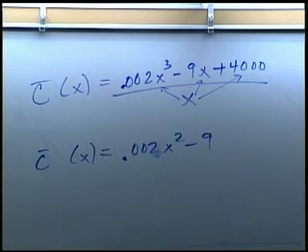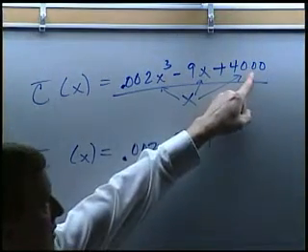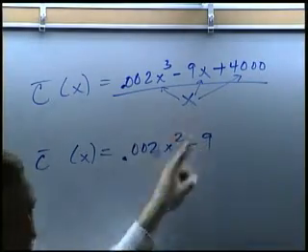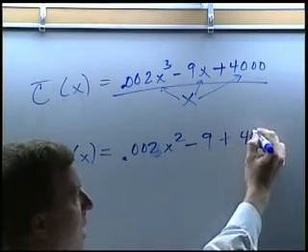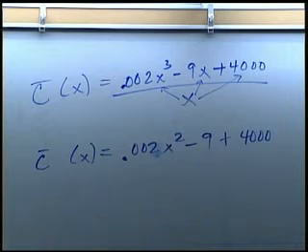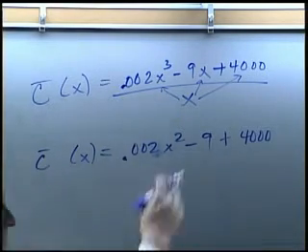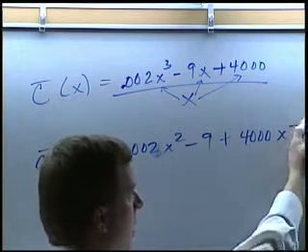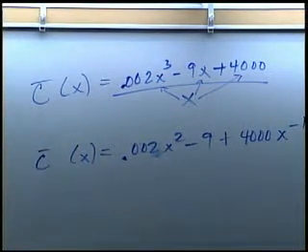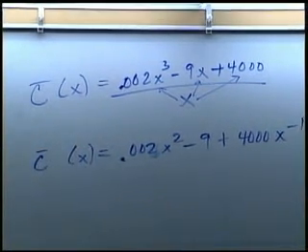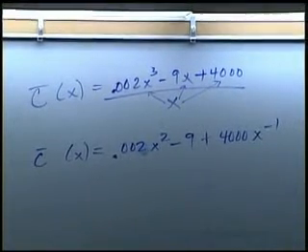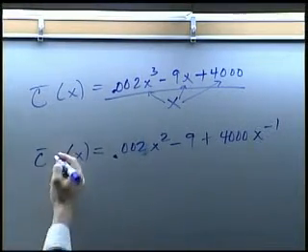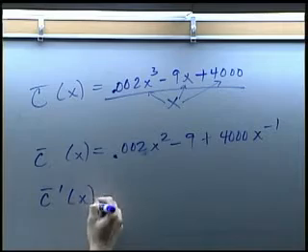But if I want to take the derivative, how do I easily take the derivative of 4,000 divided by x? How would I write it? 4,000 x to the what? Negative 1. Let's go ahead and move that x up into the numerator. Now I don't have to do any quotient rules. It's just a whole bunch of normal old power rule derivatives. Okay? All right. So now let's go ahead and take the derivative.